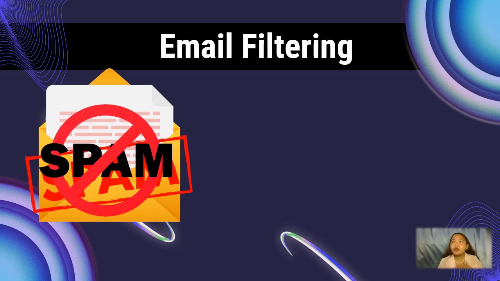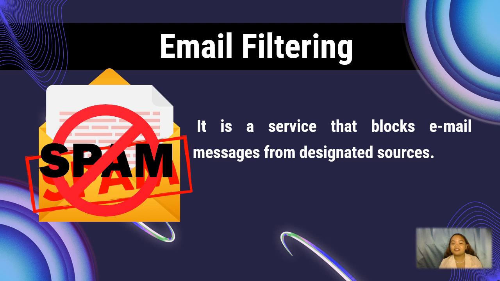So in order for us to prevent spam, we can use email filtering. What is email filtering? It is a service that blocks email messages from designated sources. You can block unwanted email messages by using anti-spam programs that attempt to remove spam before it reaches your inbox. The disadvantage of using email filters and anti-spam programs is that sometimes they remove valid email messages.